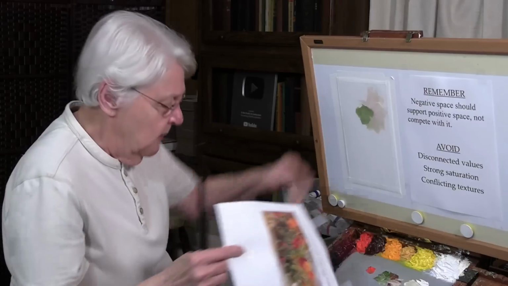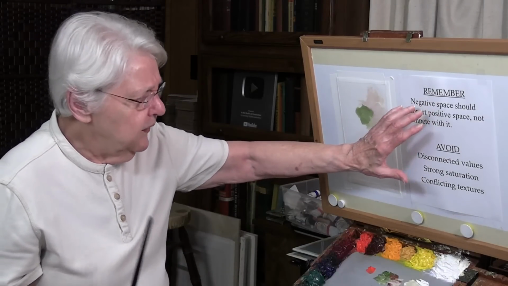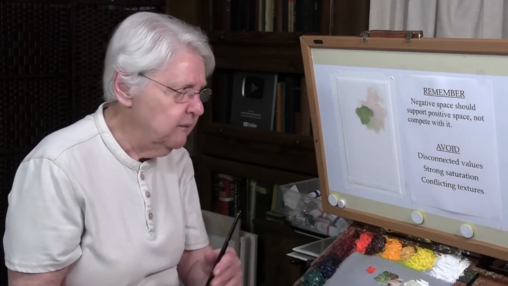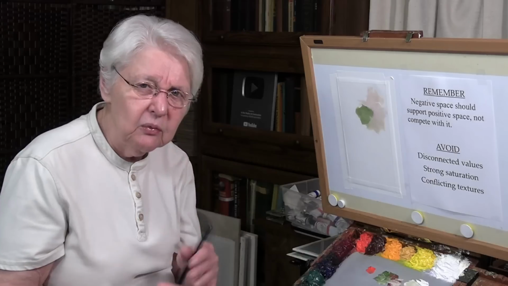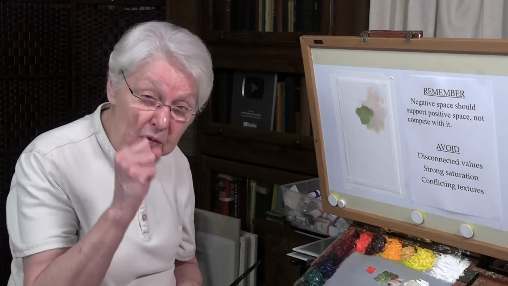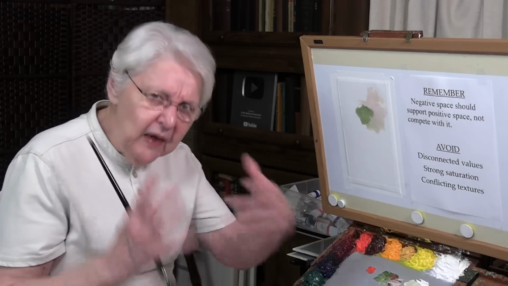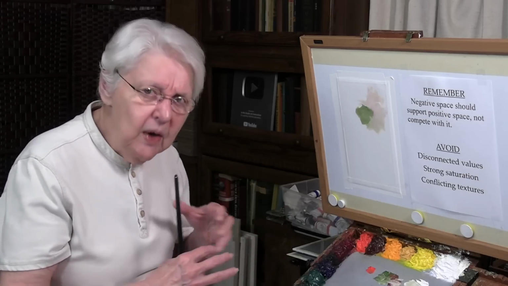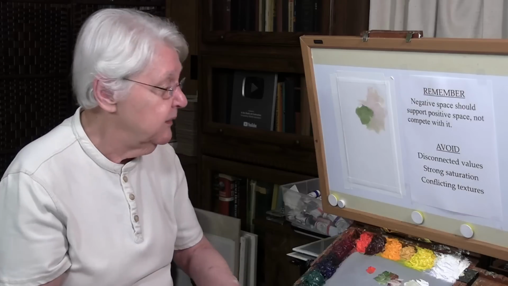Now I have a little reminder here: think about this as negative space, and remember, it should be supportive, never compete. You do not want to use highly saturated colors in your negative space. I'm going to say something: I don't care who does it, it doesn't work. So you don't want that negative space to compete with the still life itself. So always desaturate the colors that go in the negative space of a still life.